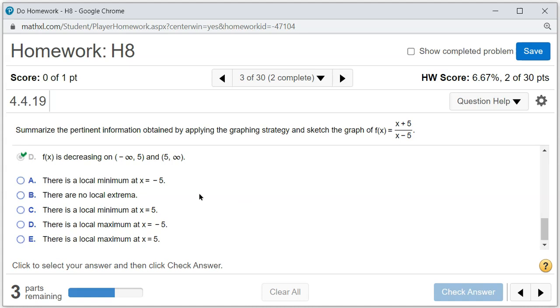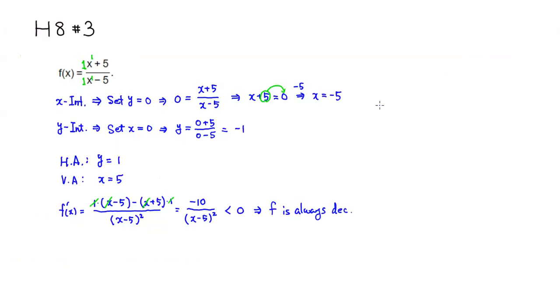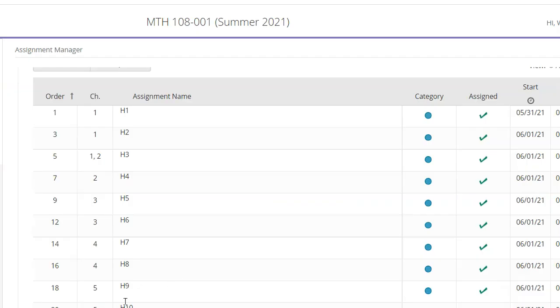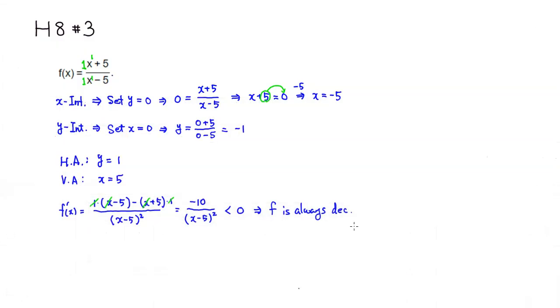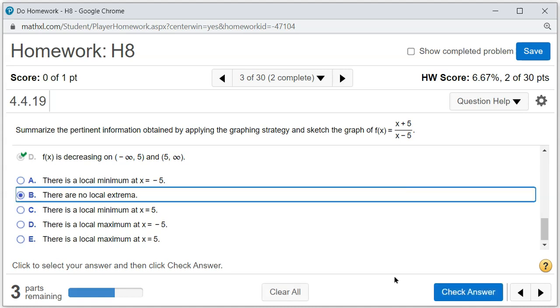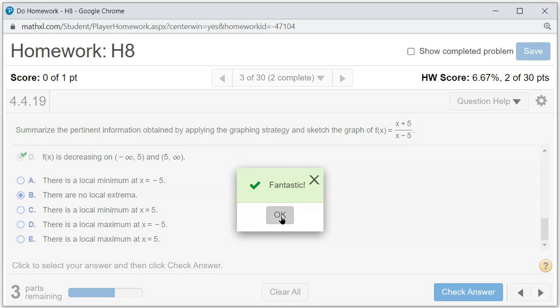So we want to find the local minimum or local maximum. We look at the first derivative and we realize that this function is always decreasing, which means that there'll be no local maximum or local minimum, because you don't have a hill or valley. So there is no local extrema because it's constantly decreasing. So let's check the answer. All right, we got that.